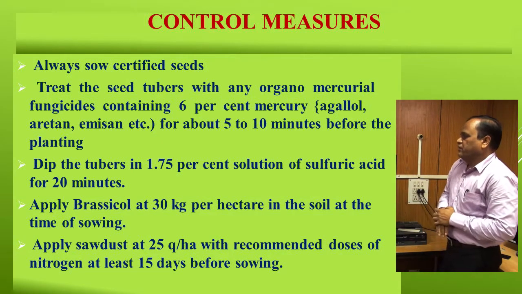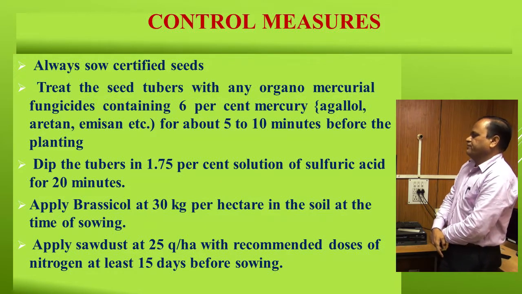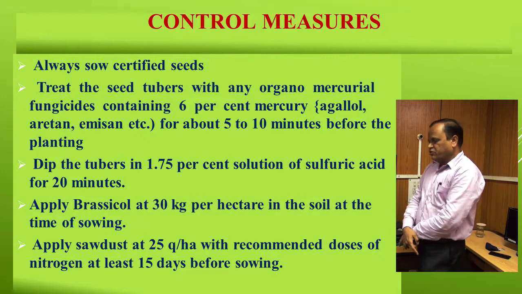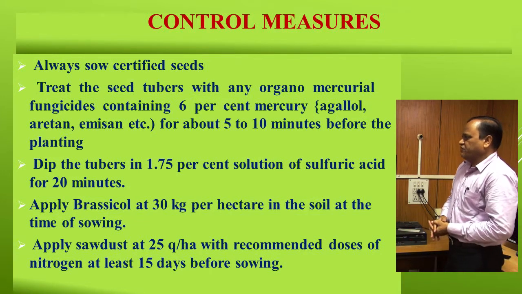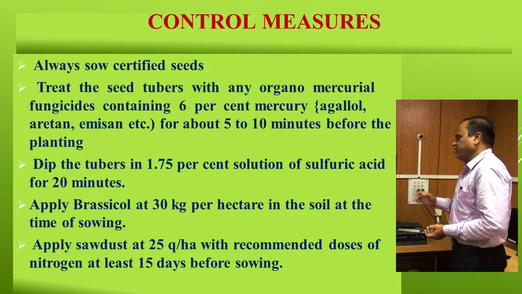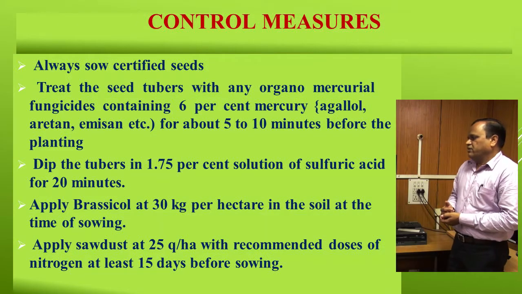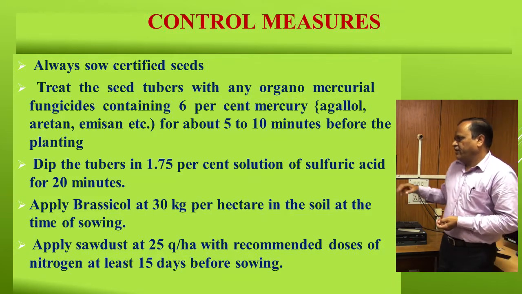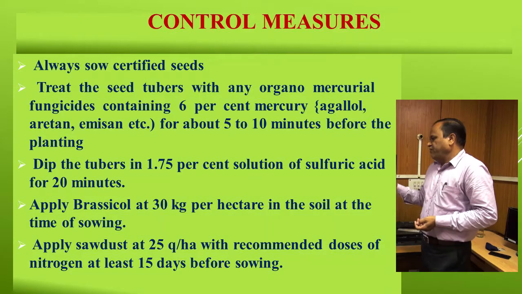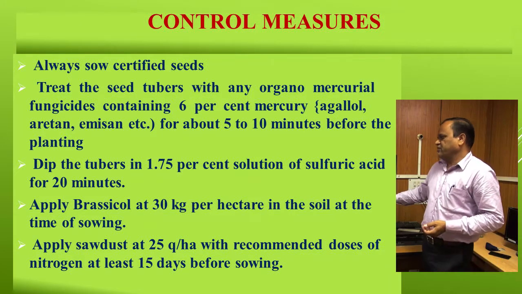Control measures. The black scurf disease is not only soil borne, but it is also a seed borne disease. So it is advisable to always sow certified seed. Treat the seed tuber with any organomercurial fungicide containing 6% mercury, like Agallol, Aretan, Emisan, etc., for 5 to 10 minutes before planting. Dip the tuber in a 1.75% solution of sulfuric acid for 20 minutes.